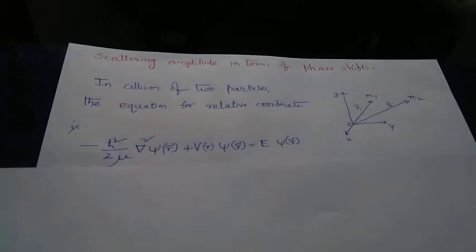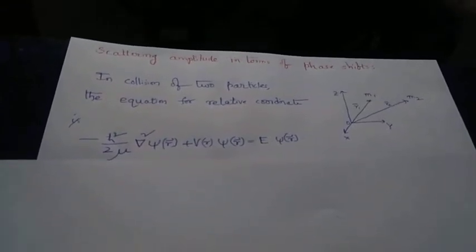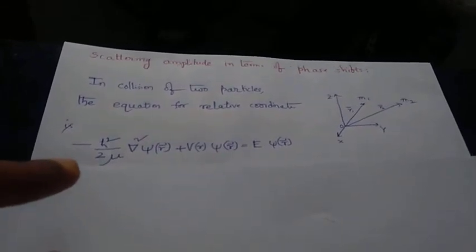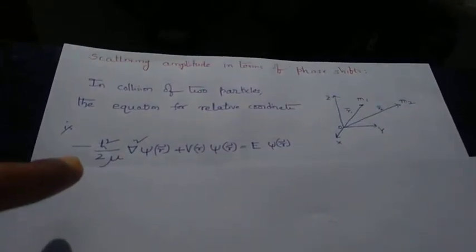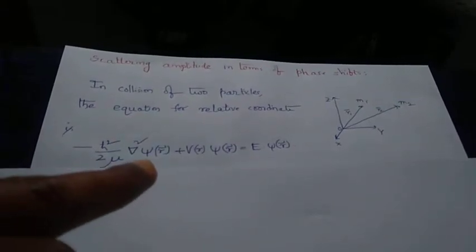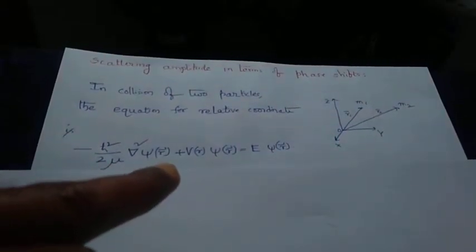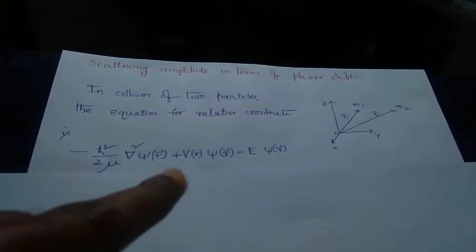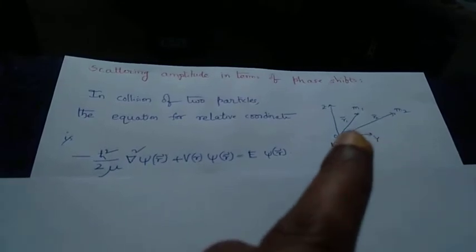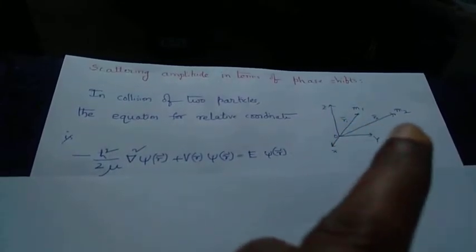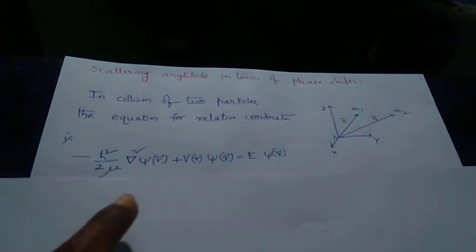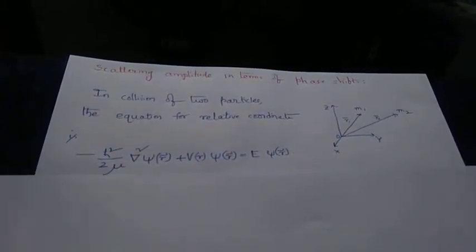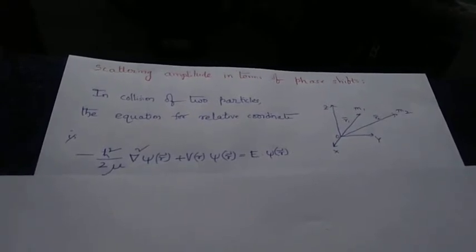For the collision between two particles, for the relative coordinate, we can write the Schrodinger equation as minus h square by 2 mu into del square psi of r plus V of r into psi of r is equal to E into psi of r, where V of r is the interaction potential between particle 1 and particle 2, and this del square is the Laplacian operator expressed in terms of the components of the relative vector.